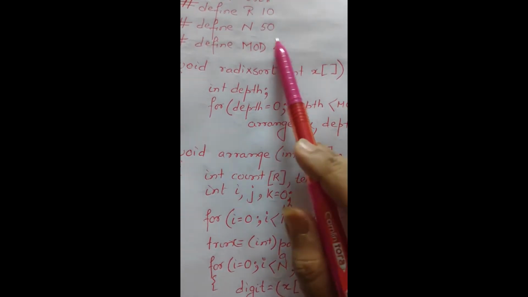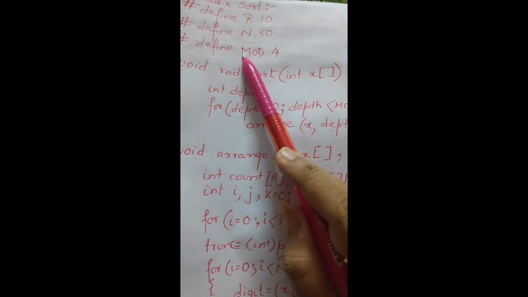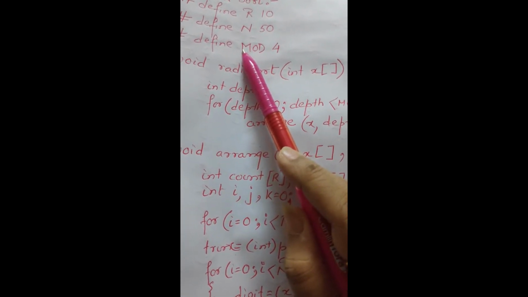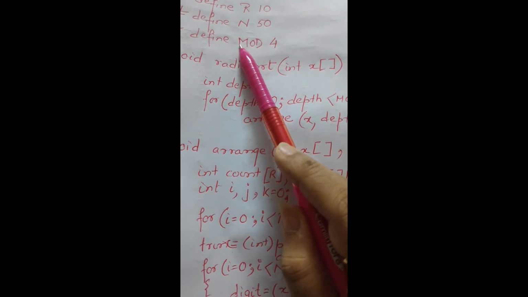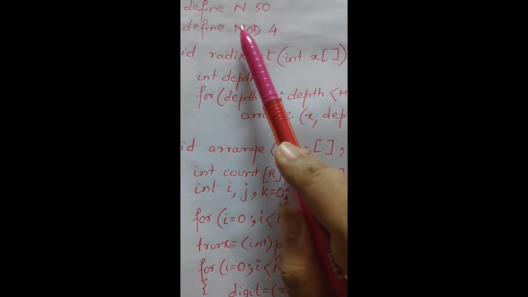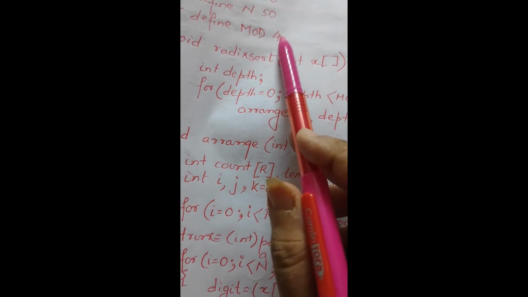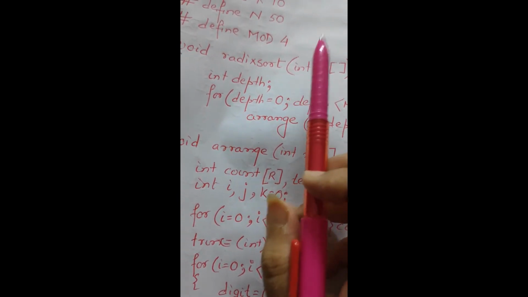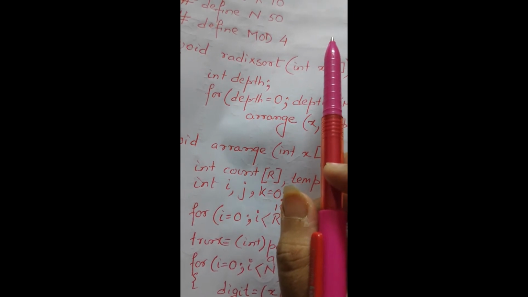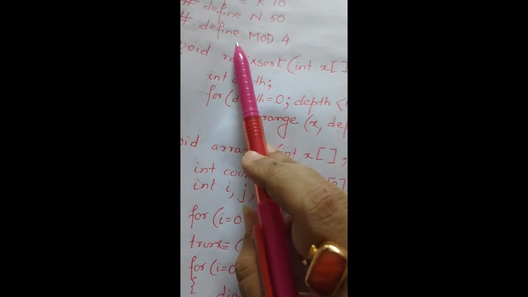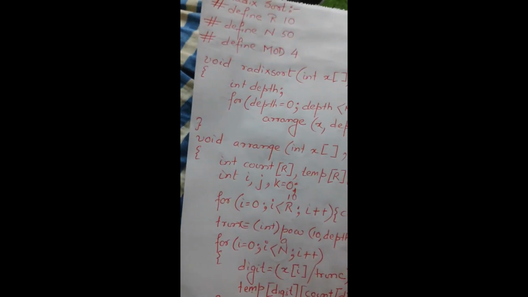Mod 4. Now this mod represents the maximum depth, or the maximum number of digits in your numbers. Over here the mod has been taken as 4, and we know that the example we were doing previously has maximum 3-digit numbers, so we can take this as 3. And if we want to increase the number of digits in the numbers in the array, then this number has to be changed. Clear?